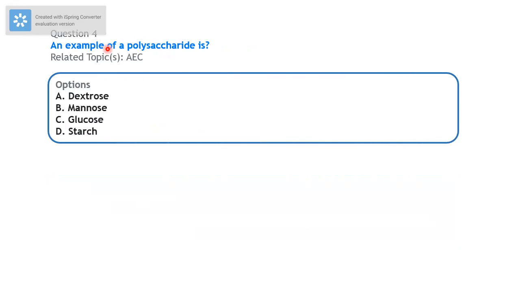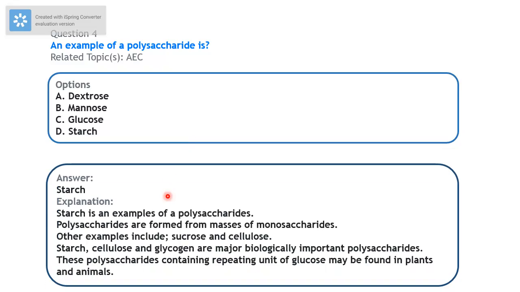Next, an example of a polysaccharide is. A polysaccharide is formed from the combination of monosaccharides. Polysaccharides are masses of monosaccharides. An example from what we have here is the starch. The starch is a polysaccharide. Other examples include cellulose and glycogen.